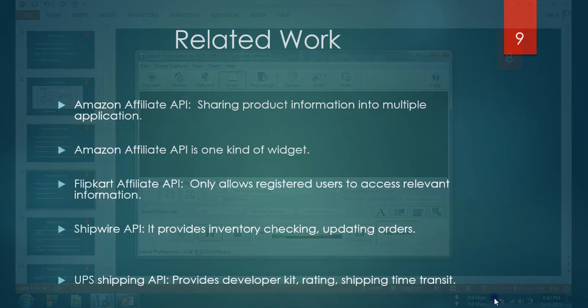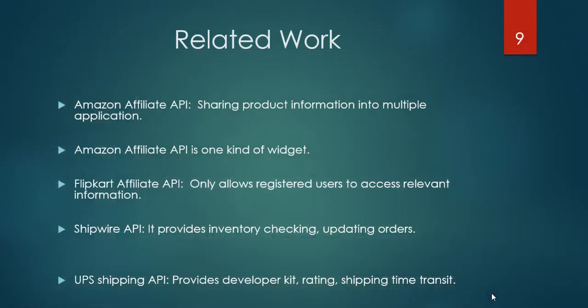Thank you. I am Nupa Islam and now I will start from here. An e-commerce system can have different sorts of API. We have studied some APIs, and the first one is Amazon Affiliate API. Affiliate API means sharing product info. Then we have Flipkart Affiliate API. It allows only registered users. Then we have Shipware API. It provides inventory checking and updating orders.